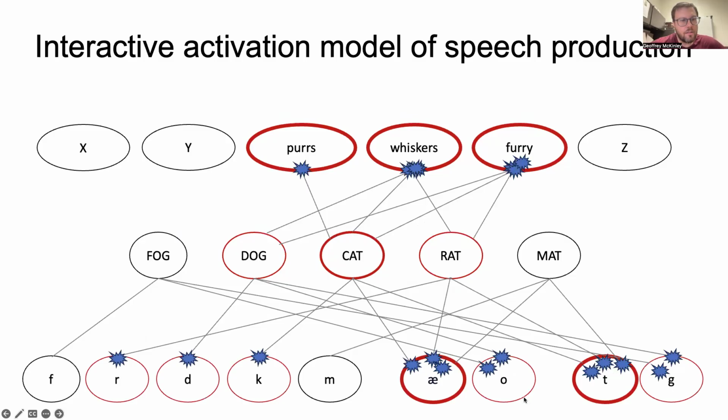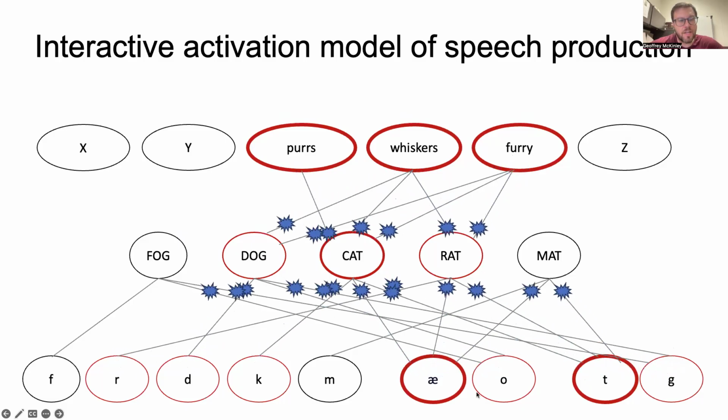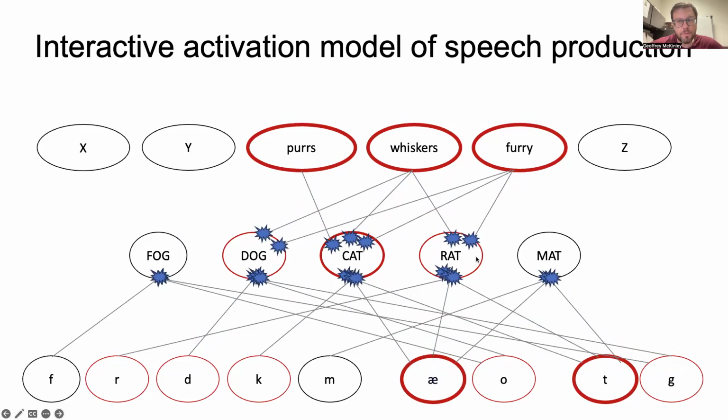And then here's the kicker. So the cool thing about this, right? The reason it's called an interactive activation model is because the phoneme layer can spread its activation, or send its activation, back up to the word node. So in this case, a and t were the most activated, so they're going to send their activation to cat and rat the most.